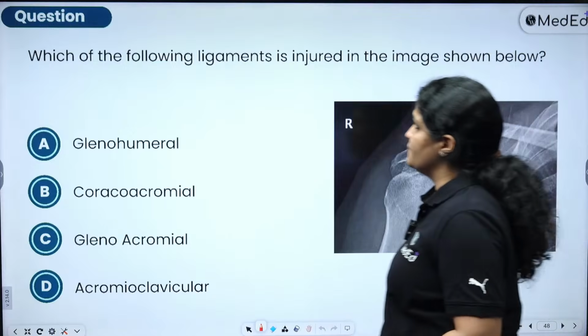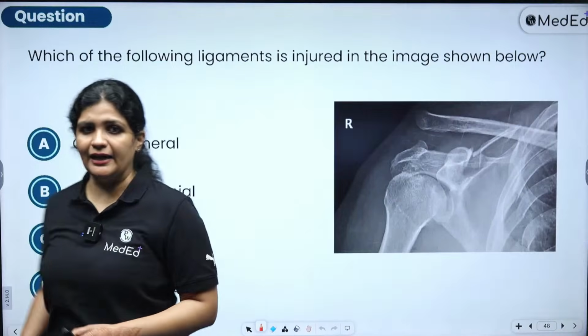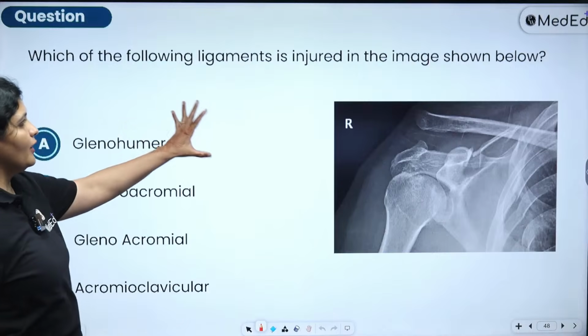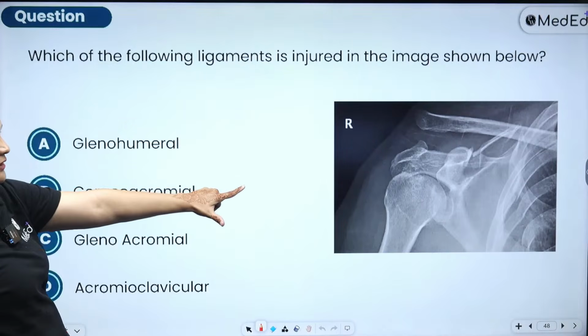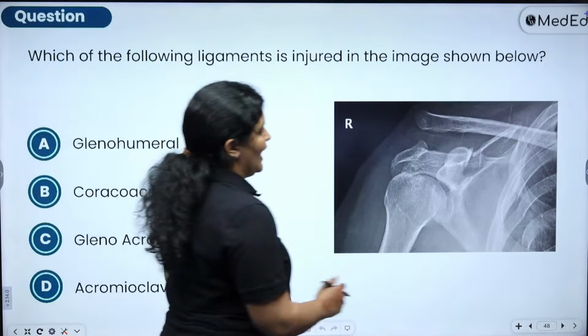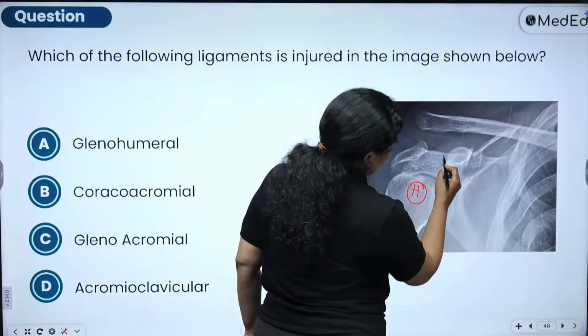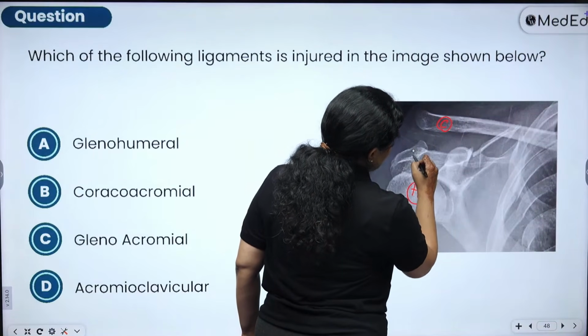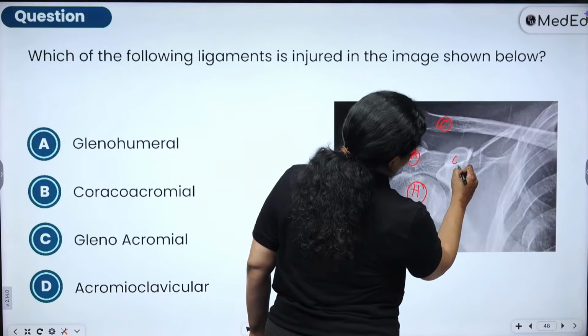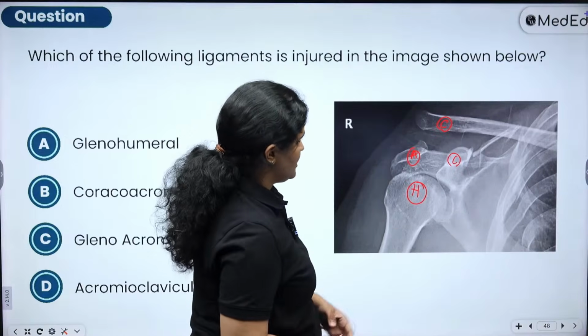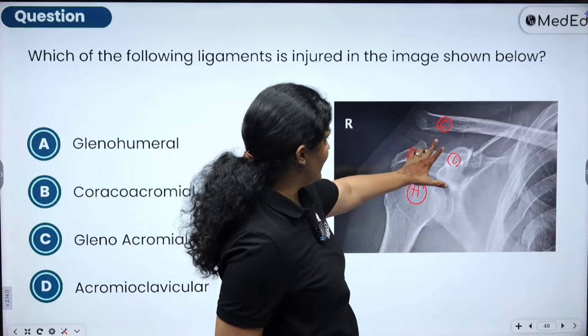Right, then what is the answer for this? Which of the following ligaments is injured in the image? This is also a direct INICET question. If you see the image, this is the shoulder joint and you can label it: this is the humeral head, then this is your clavicle, this is your acromion and this is your coracoid.